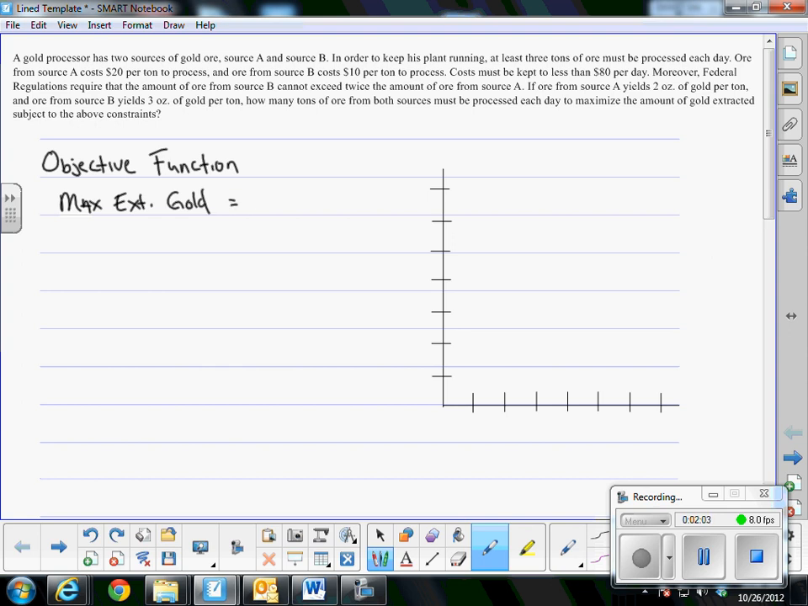is going to be equal to, I get 2 ounces from source A and 3 ounces from source B. If we let source A equal X and source B equal Y, the maximum extracted gold is going to be 2 ounces from A, so 2X, and 3 ounces from source B. Again, this is per ton, so however many tons I get from source A times 2, and however many tons I pull from source B, which is our Y value. So that's the maximum extracted gold, 2X plus 3Y.